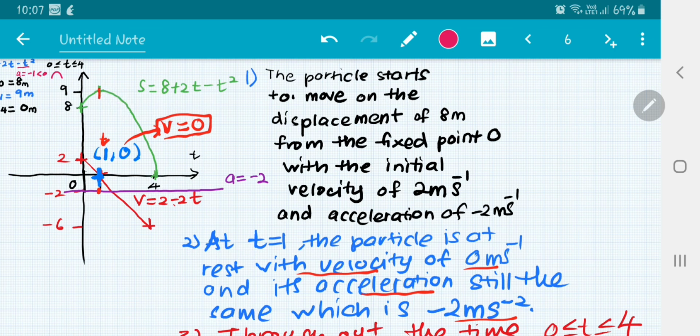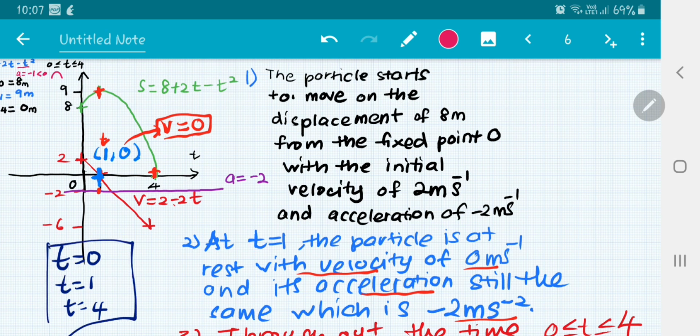Okay, and at 1 second, the S is maximum here. At 1 second, the particle starts to rest, and then turns its direction. You can see it turns its direction and moves to the left side. Okay, next, let's look at the last part at 4 second. Remember, when we want to interpret, we take the time at the beginning, and then the time when it reverses, or S maximum here, and then the time it ends. 3t is enough.